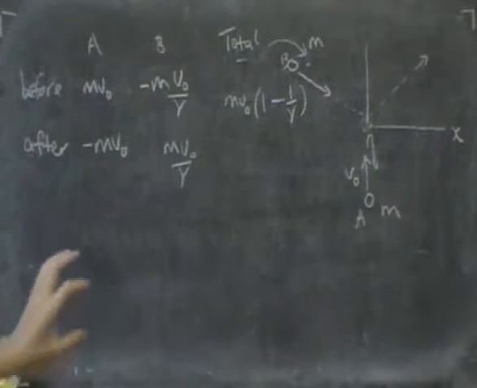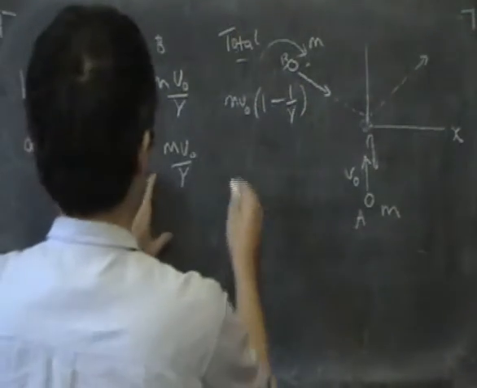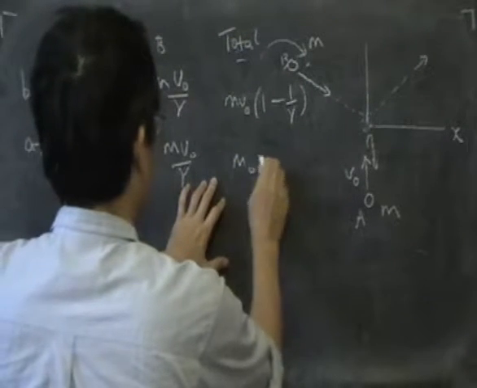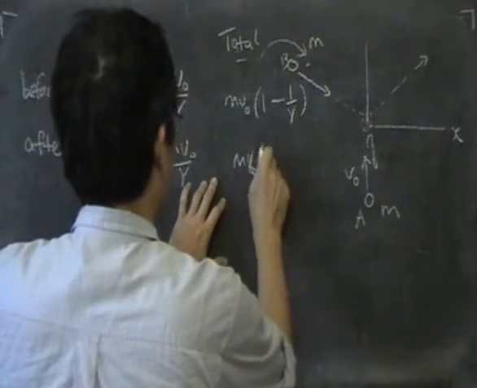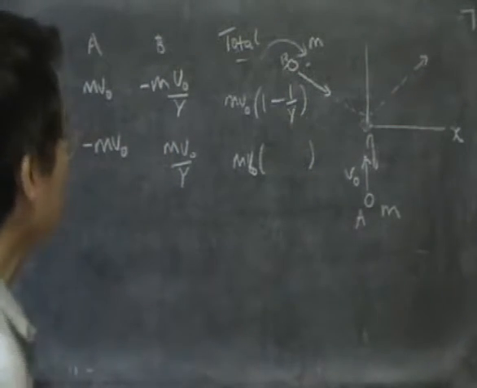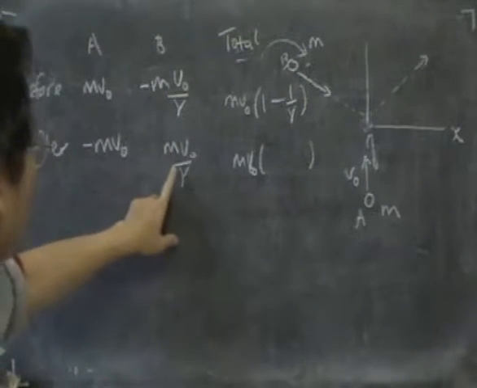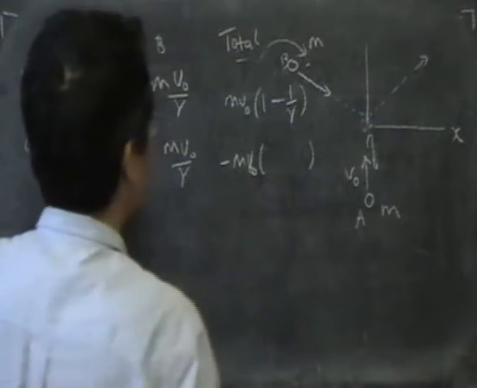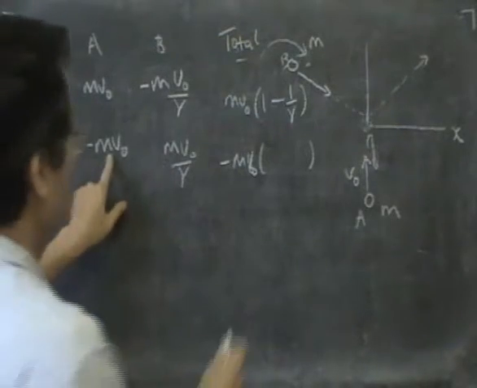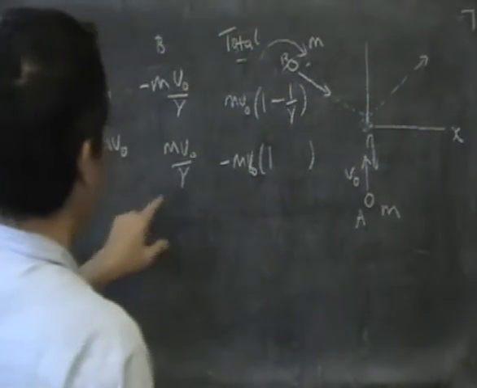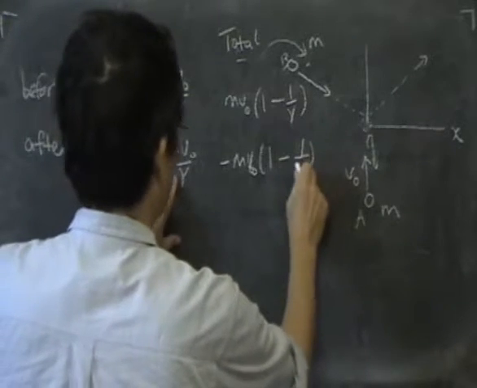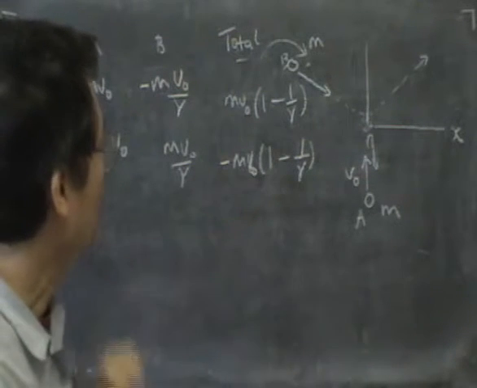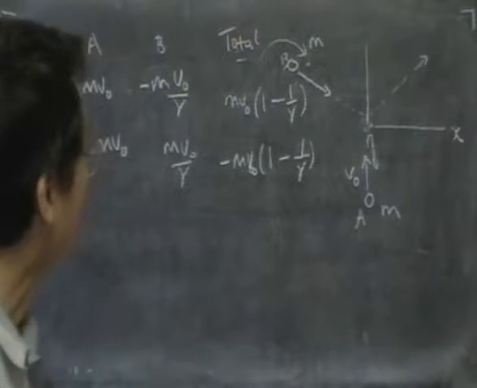Right. Now likewise, for after collision, the total momentum is mv0 bracket. Now this time I have a minus sign there and a plus sign there. What I'll do is I'll take out a minus. Alright, so that gives a 1 here, and for that I would have a minus 1 over gamma. So I'm doing this because then I can compare the two terms directly in the bracket.